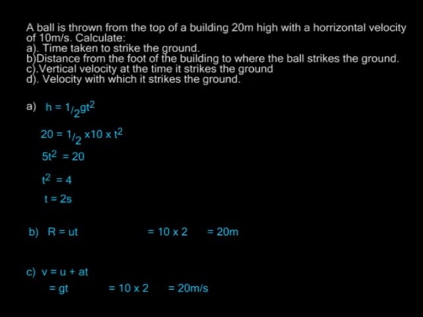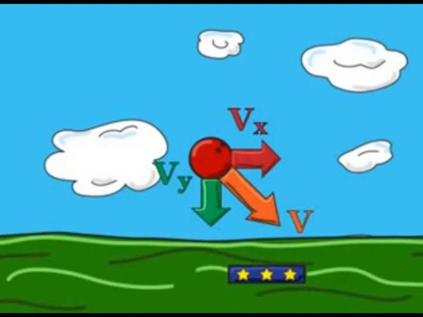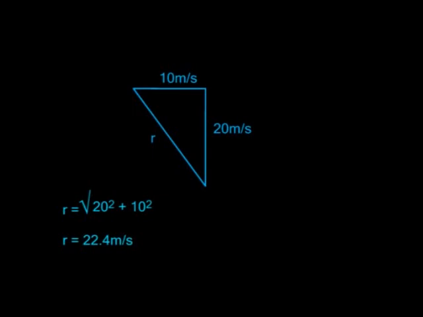And finally D, the velocity with which it strikes the ground. As the ball hits the ground, it has two components of velocity: horizontal, which is 10 meters per second, and the vertical, which we have calculated as 20 meters per second. Remember that velocity is a vector quantity, so we can calculate the velocity at impact using the Pythagoras theorem. So R is the resultant velocity, and so we shall have R is equal to square root of 10 squared plus 20 squared, and R is equal to 22.4 meters per second.